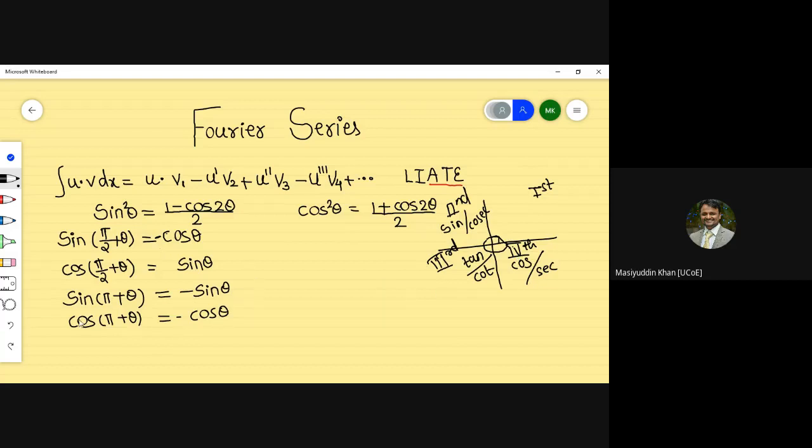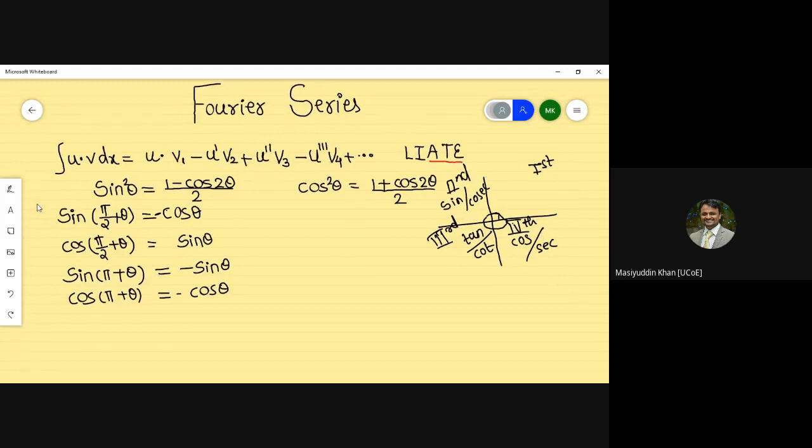When I say pi minus theta, the trigonometric ratio lies in the second quadrant only. This means sine will be positive, but cos of pi minus theta becomes minus cos theta. So you should remember these things clearly. These trigonometric ratios or identities we have to utilize here.